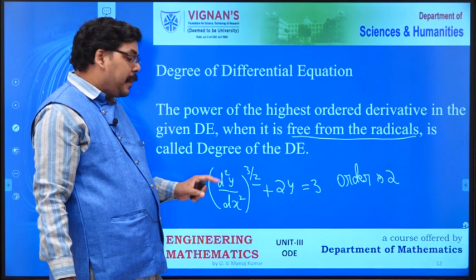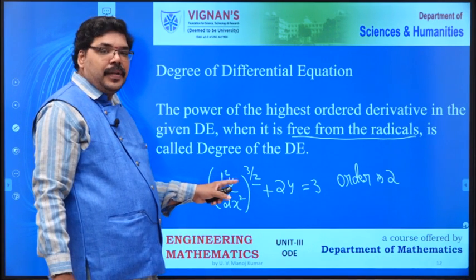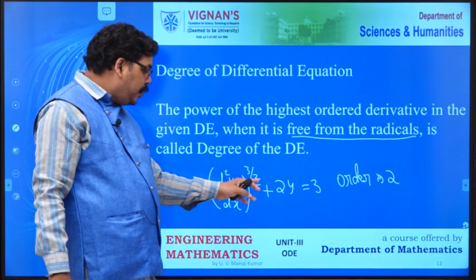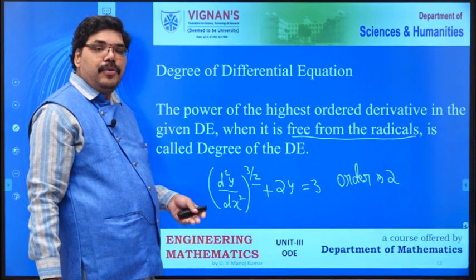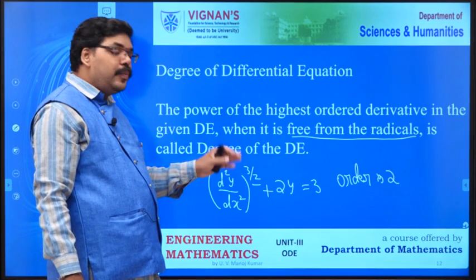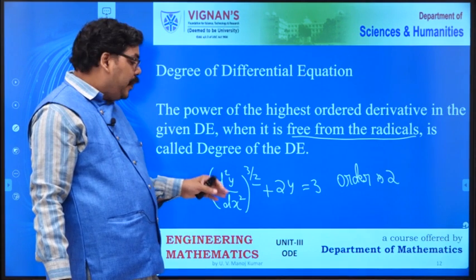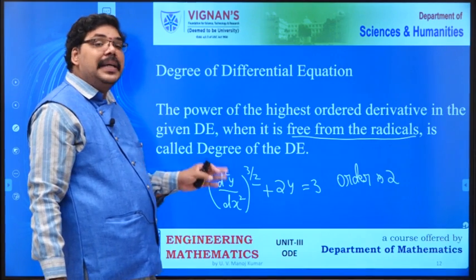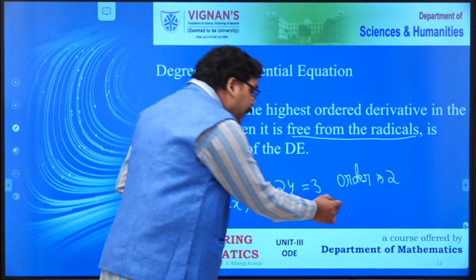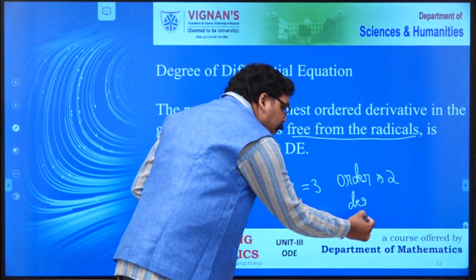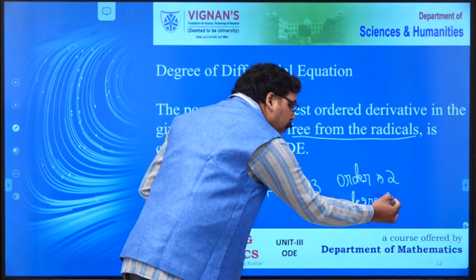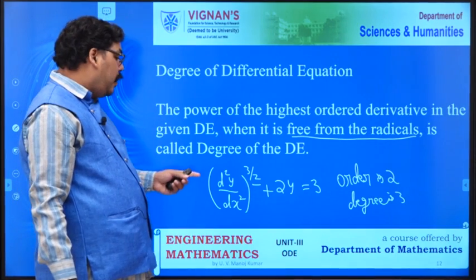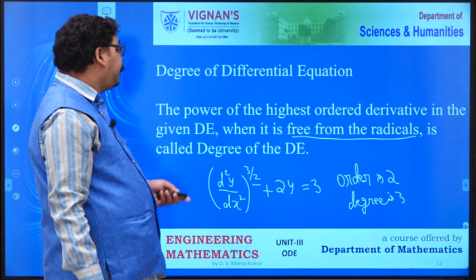Here the highest derivative is d square y by dx square and its power is 3 by 2, which is a fractional power. I don't want fractional powers. In order to remove the 2 in the denominator, I am squaring on both sides. When I square, 3 by 2 into 2 will be the power, the 2 gets cancelled, and the power will be 3. So the degree will be 3. For this differential equation, order is 2, degree is 3.